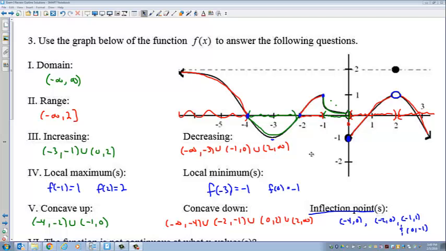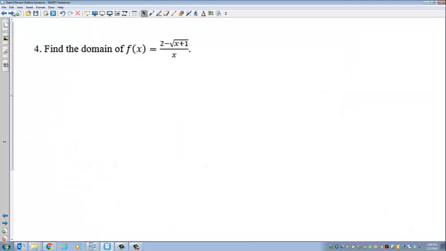All right, so the rest of this problem I'm going to pick up in the next video, but I'm going to skip ahead to number 4 because I want to find the domain of this function. So how do we do this? All right, so remember, when you're finding the domain, you have to watch out for basically 3 things, right?